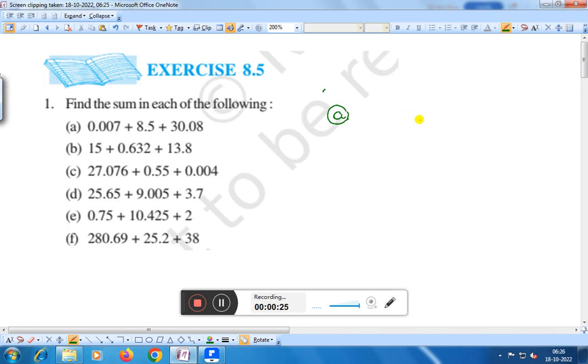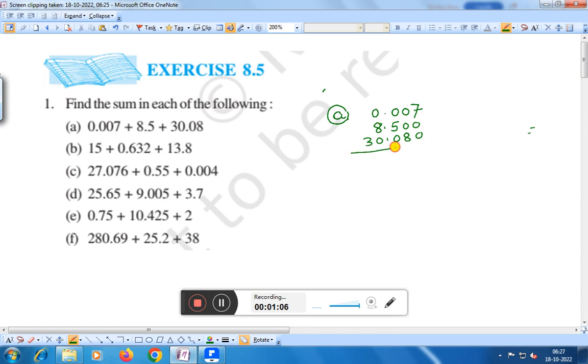0.007. We will add these numbers, that is 0.007, 0, 0, 7. Next number is 8.5. We can write 8.500 also, right? Next number is 30.08. We can write 0 here also, right?